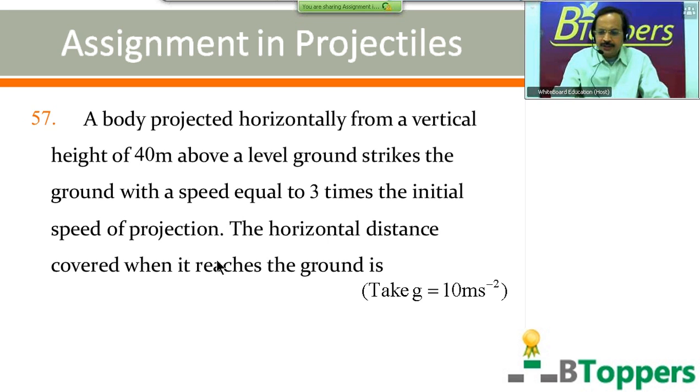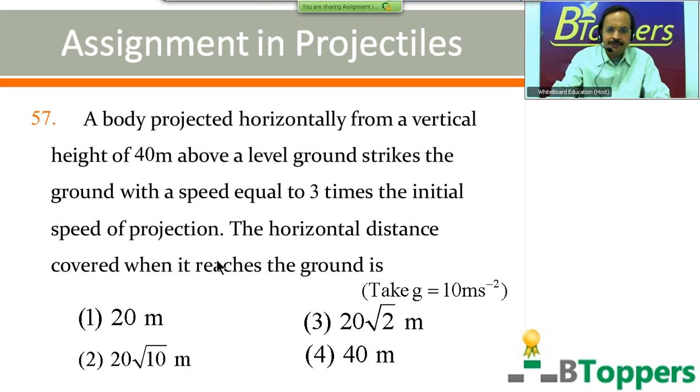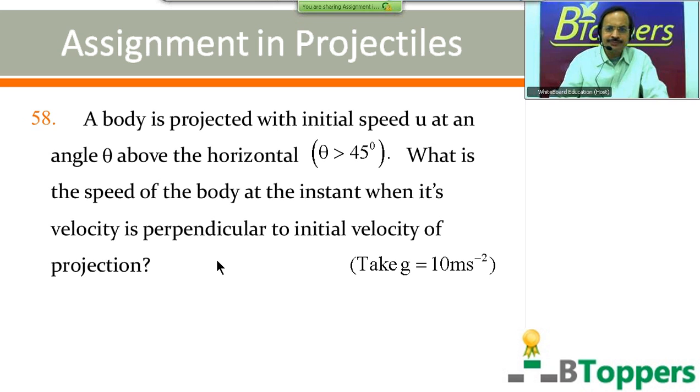So just now I have discussed the question number 57. We got the answer as 20 root 2 meter. That means third option is answer. Next, I would like to discuss the next question. Look at the question number 58.